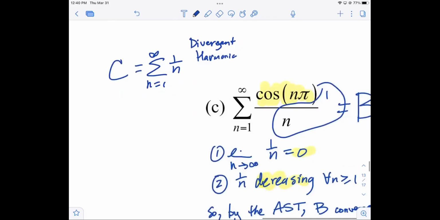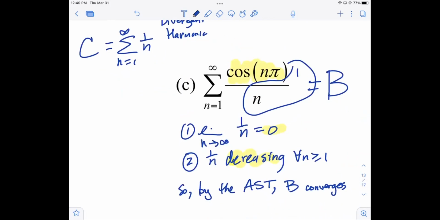But look what we're doing. By adding an alternator in there, this is really an alternator times the harmonic series.